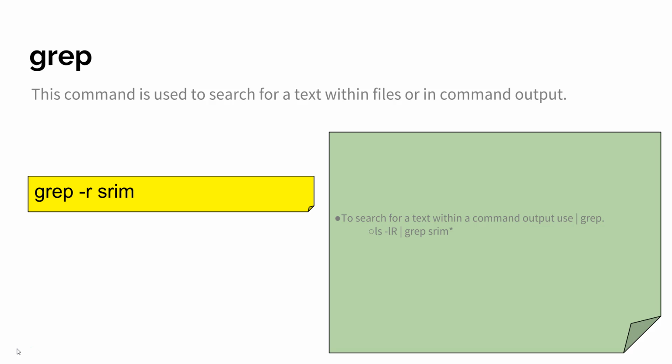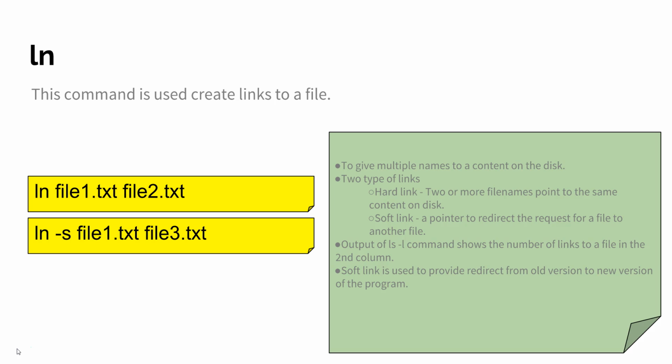Grep doesn't search files by itself. It just searches the output of a command. So ls -lr, and then you combine that with grep and a word, it will tell you whether that particular command's output had the word in it. Next, ln, this is a link command.